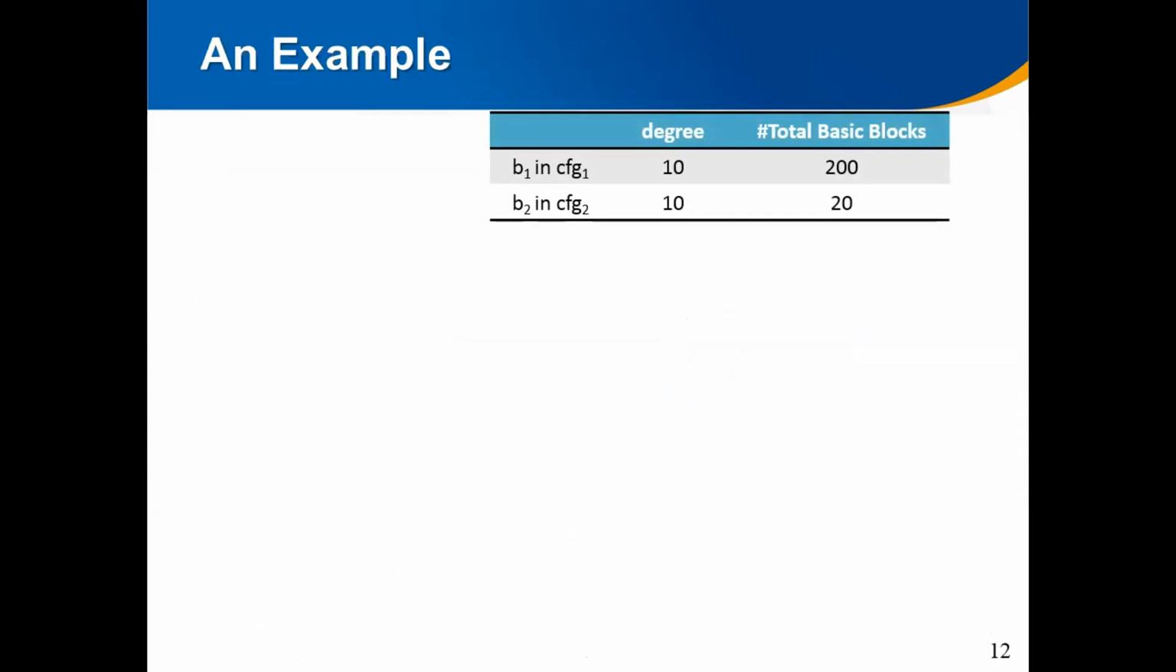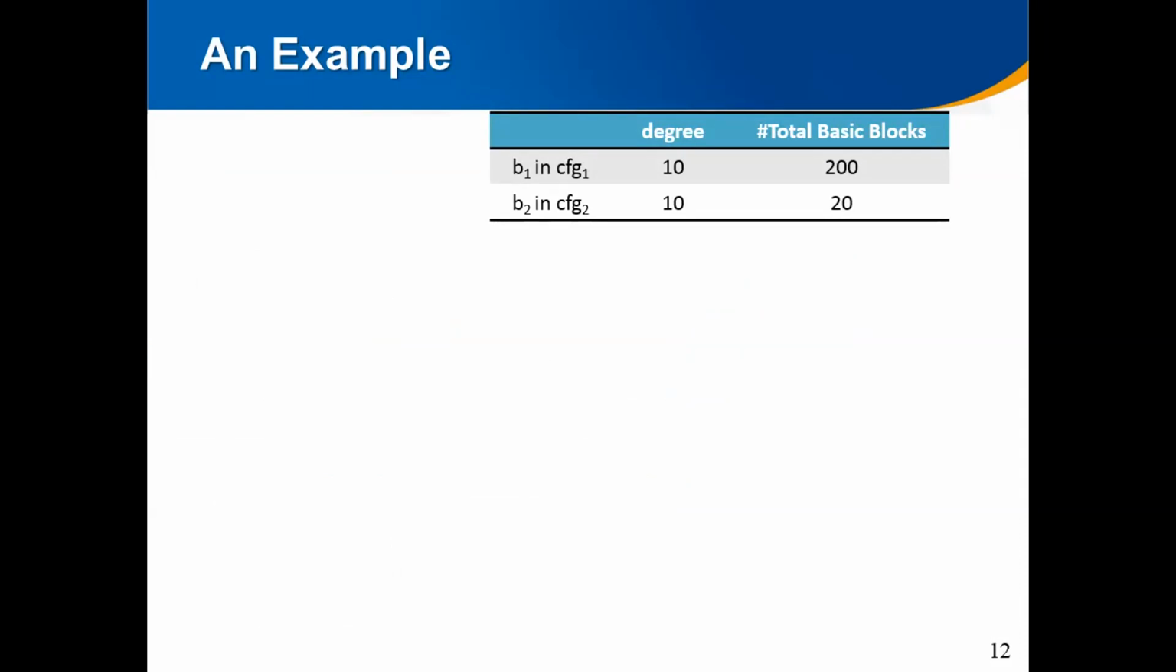However, code clone detection may not be accurate if we only consider the degree of a basic block as the weight in the graph. For example, suppose that there are two CFGs, namely CFG1 and CFG2. The number of basic blocks of these graphs are 220 respectively. The degree of two basic blocks are both 10.